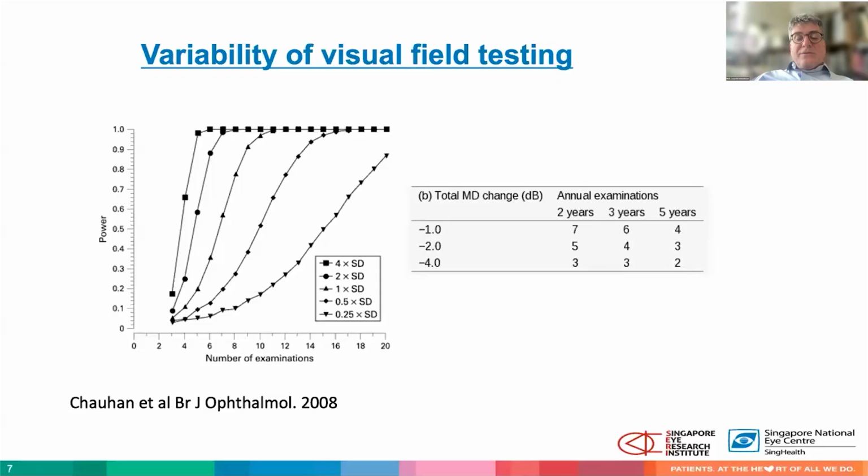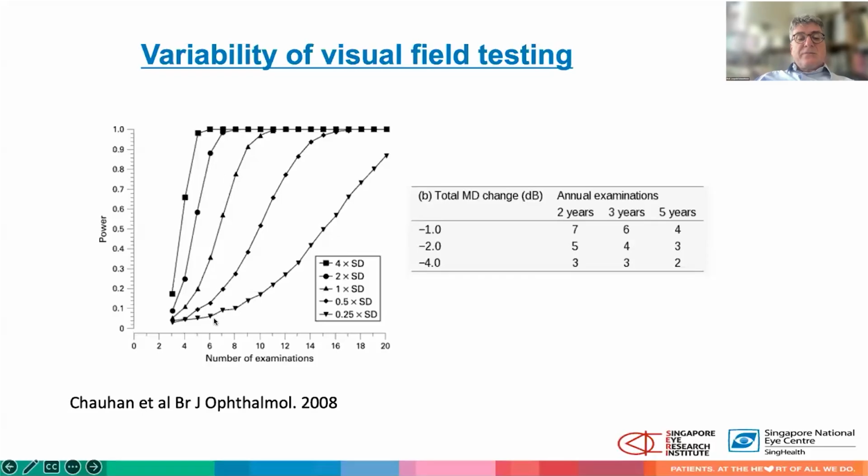Now, one of the big problems is how many actual visual field tests do you need in order to be able to detect progression? And this is from a classical paper of Balchahan, which is now more than 15 years ago. And you see this depends on the standard deviation in a subject. And if you, for instance, want to detect 1 times the standard deviation in a subject as a significant progression, you can see here that you need approximately 7 to 8 visual fields.